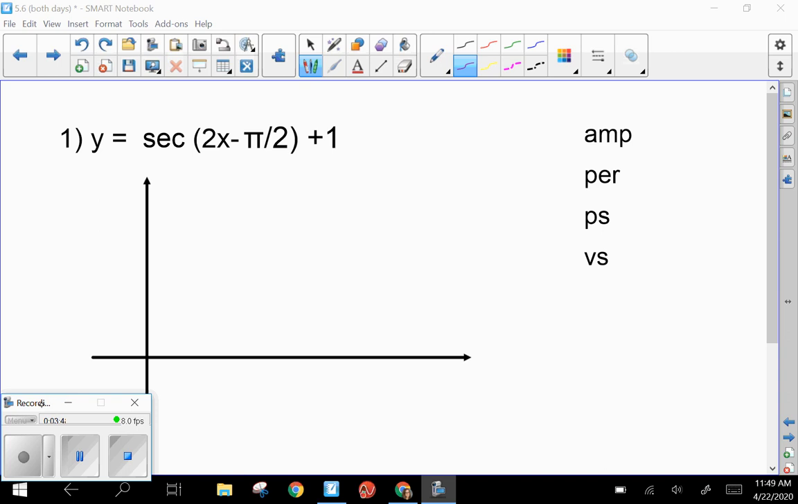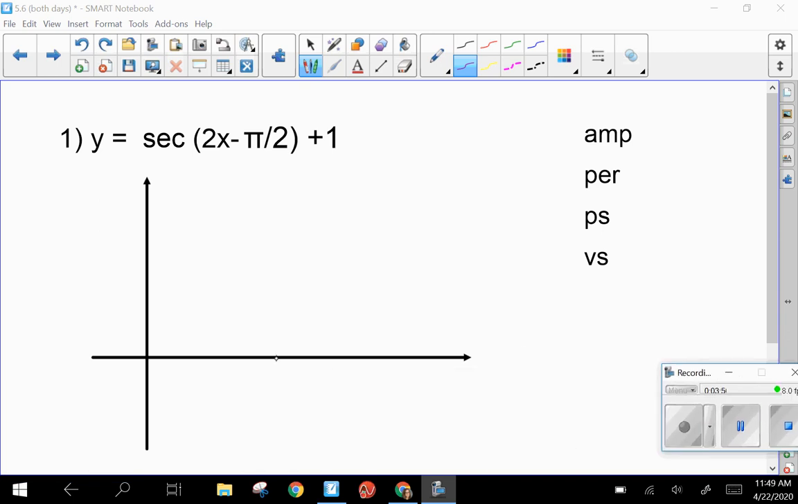Putting it all together seems to be our theme, huh? Okay, so amplitude of this graph, and again, as I'm going through this, I'm thinking about this like it is its reciprocal function, like it is a cosine graph with all of this information.